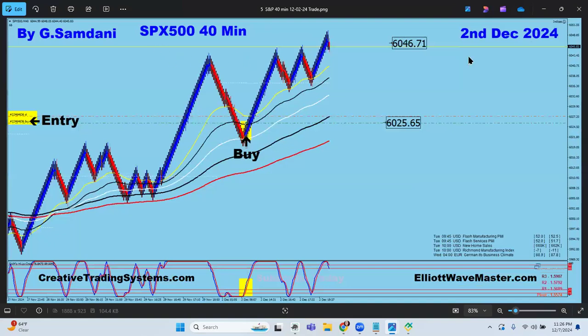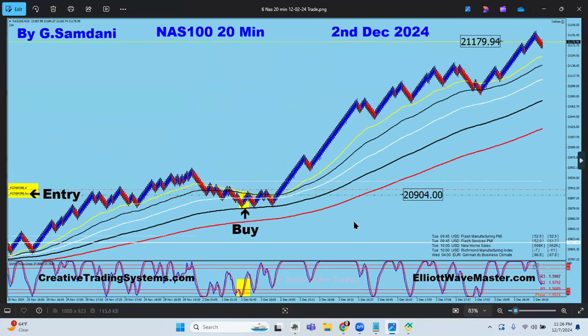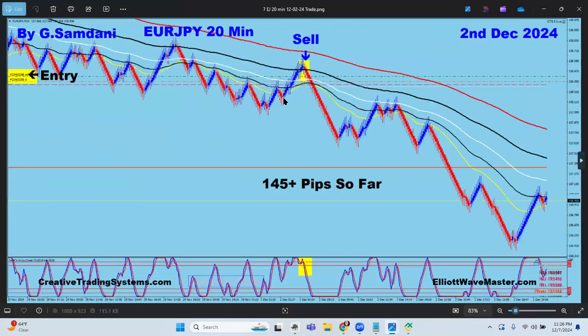Now this one is S&P 500, entry is right there, taken by the EA from 60.25 to 60.46. This one is NASDAQ from here, from 20904 to 21179. Big trade here, right? And this is probably manual. Yeah, I don't see the arrow here. So this one is Euro Yen taken by the EA. First entry was bad, second entry, boom, all the way down for 145 pip.